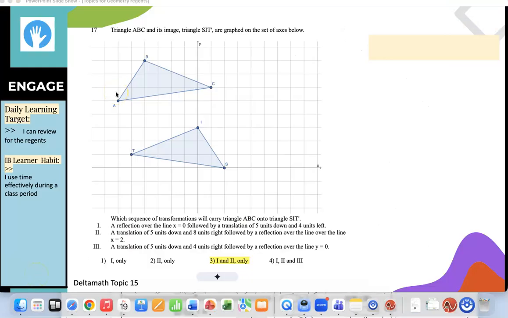Triangle ABC and its image, triangle SIT, are graphed on a set of axes below. Which sequence of transformations will carry triangle ABC onto triangle SIT? Now, they have given questions like this, not necessarily in the format that I'm giving it in now, but they may give it as 1, 2, 3, or 4, where it's just one particular answer choice. Here it's more than one.